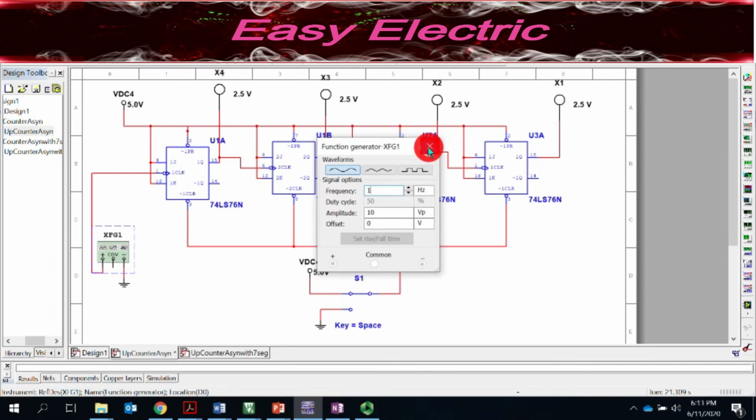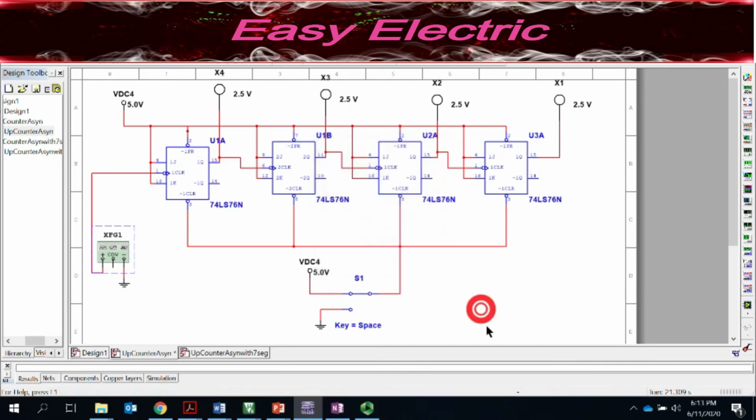So let's test that. I change that to 1, then I simulate it and let's see what happens. Yeah, see, this time it is faster, right? It is 1 second, so you count faster. It definitely depends on your needs. So just be careful: the period is 1 over f, right?